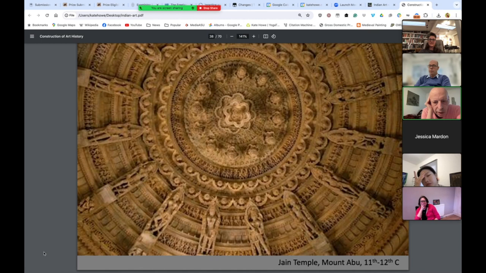This is a Jain temple, Mount Abu. This is 11th, 12th century. You get these domes or mandala-like formations.